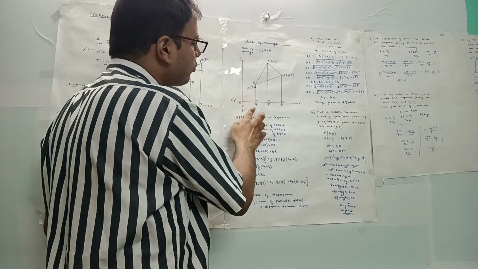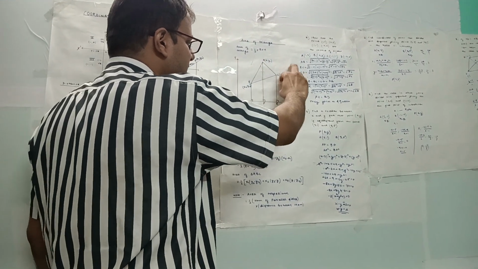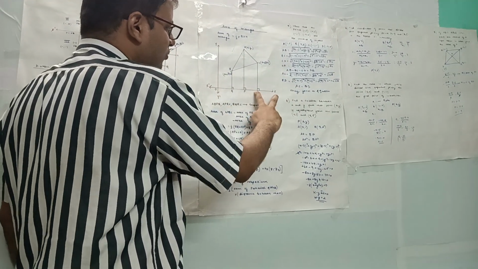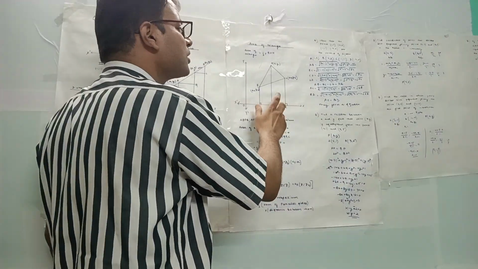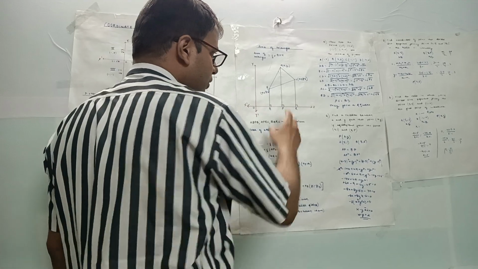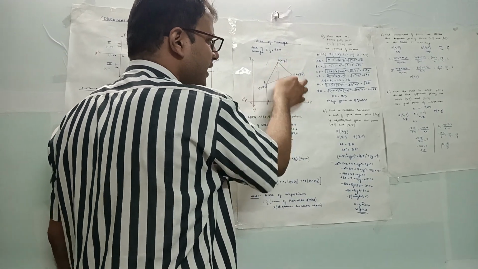Draw perpendiculars from B to the x-axis, A to the x-axis, and C to the x-axis. BQ perpendicular to the x-axis, AP perpendicular to the x-axis, and CR perpendicular to the x-axis. Then join A with B, B with C, and A with C.